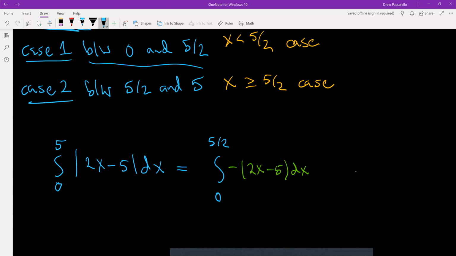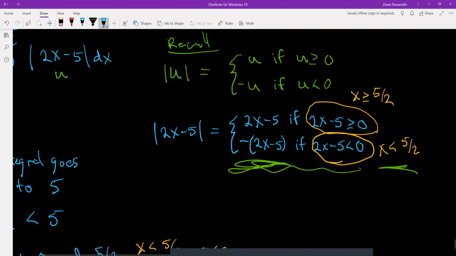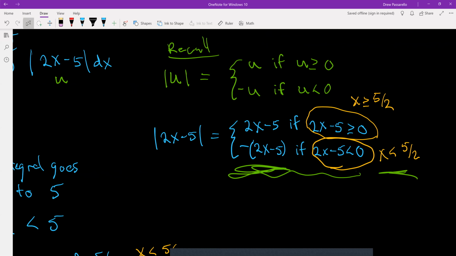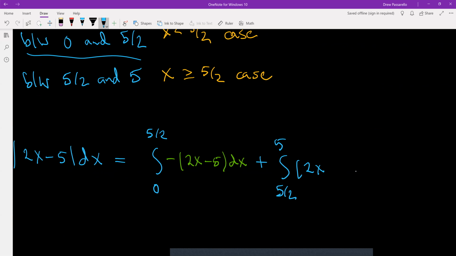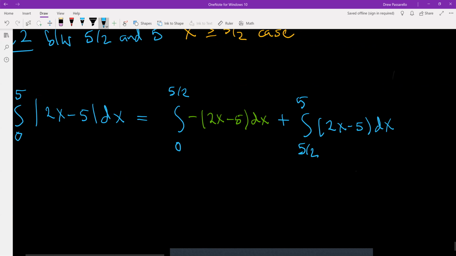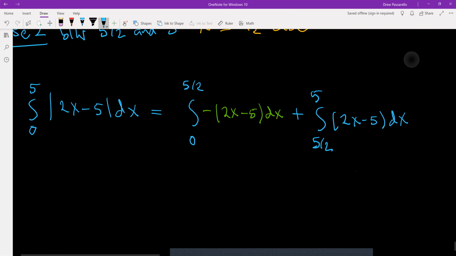So then I add the second case to the first case. So it'd be 5/2 to 5. So the integral for x varies between 5/2 and 5. Well, that's going to be the second case because it's more than 5/2, which is just the regular 2x minus 5. All right, and that's how I would integrate using an absolute value. So I break it up into these two cases.